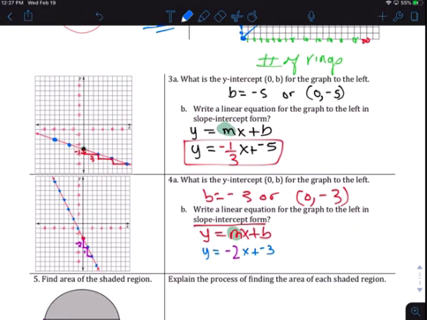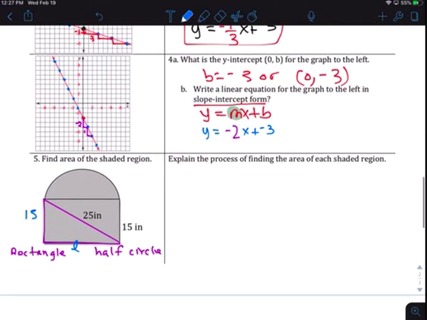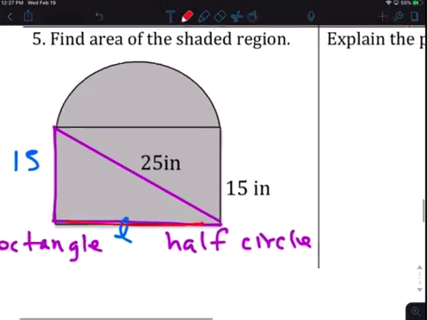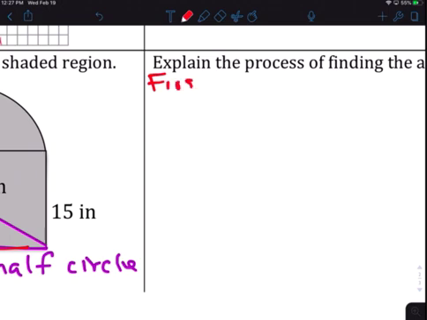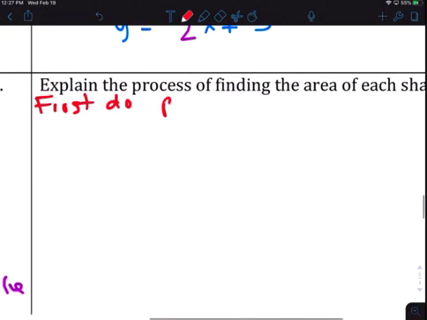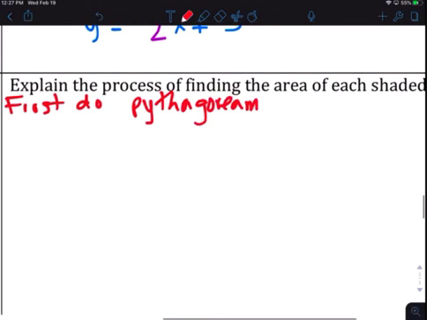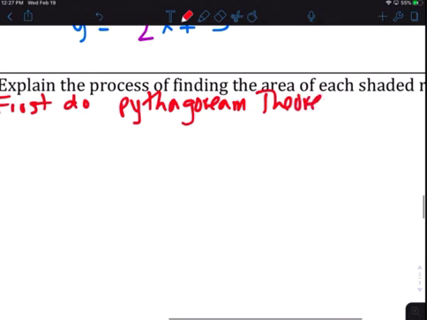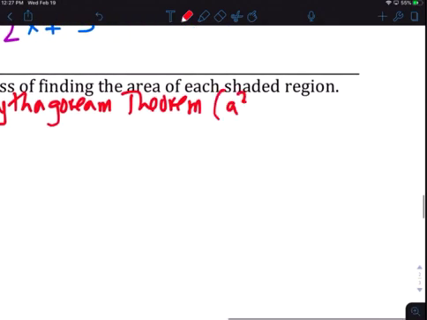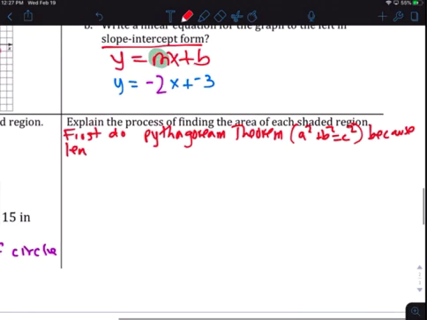All right, yes, we did these in class. This one, explain. First we have to do Pythagorean theorem because the length is missing. A squared plus b squared equals c squared because length is missing.